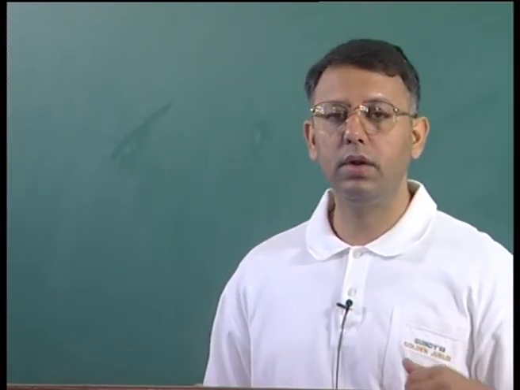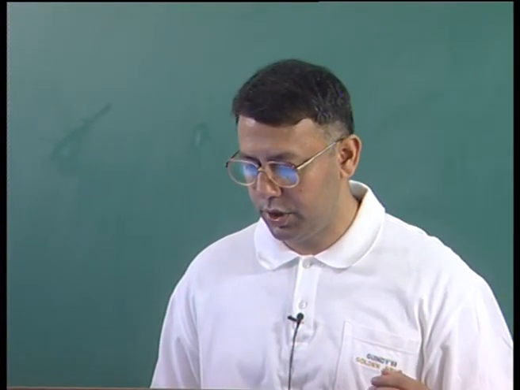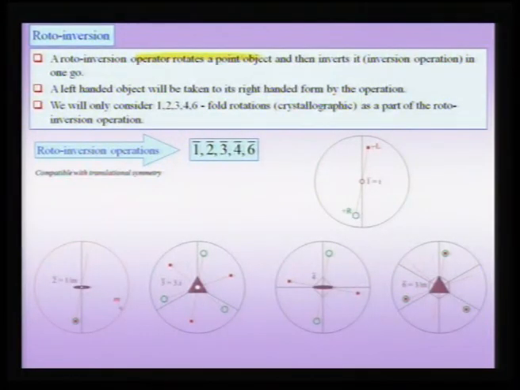So let us talk about one compound operator, which is a roto inversion, which will clarify the position. A roto inversion operator rotates a point and then inverts it all in one go. In other words, it does not do it in steps. And as I had pointed out, it will take a left-handed object to its right-handed form, and the roto inversion operations which are compatible with translational symmetry are the ones which we had considered in the case of simple rotation: the 1 bar, the 2 bar, 3 bar, 4 bar and 6 bar. In other words, the symbol used to describe roto inversion is a number, like the normal rotation, with a bar on top, which tells us that it is actually a roto inversion operation and not merely a rotation.